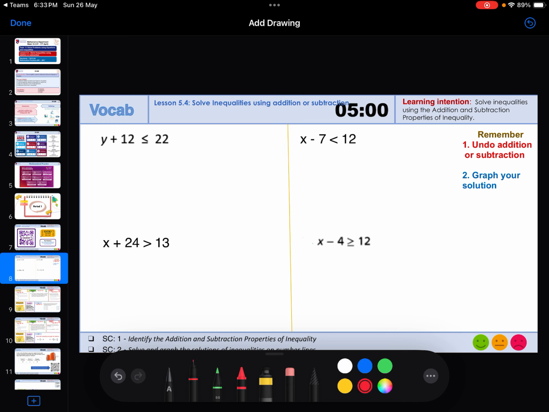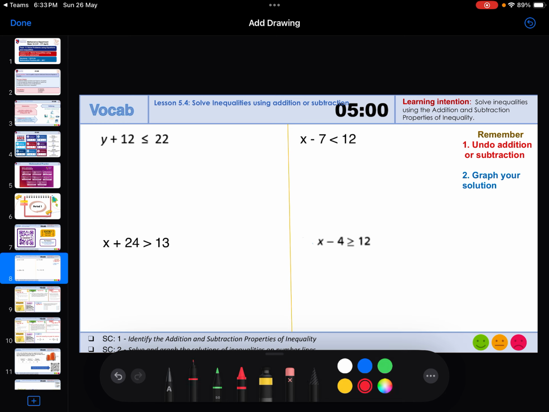The lesson is split into two ideas. Solving inequalities with addition, so this is an inequality with an addition operation, and also solving inequalities with subtraction. It's just both of them. For both of them the same idea: we have to use inverse operation to solve the inequality.